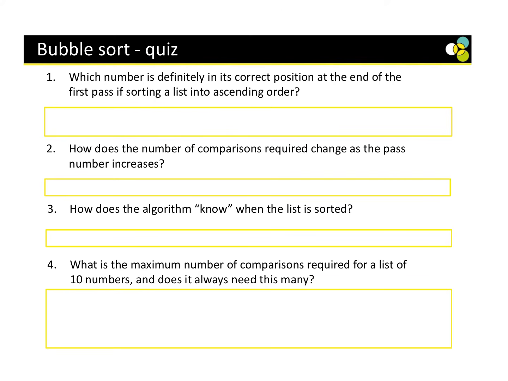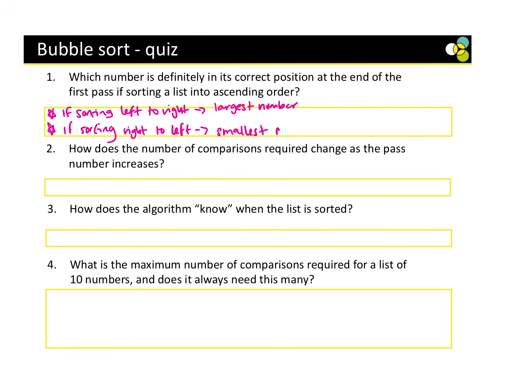Which number is definitely in its correct position at the end of the first pass if sorting a list into ascending order? Okay, now remember, there's 2 answers. If sorting left to right, which is what we've been doing, then in ascending order the largest number would be at the end. But if we decided to read like the Arabics read, from right to left, because you can do it that way if you want, then the smallest number would be in the correct position. So please remember both of them.